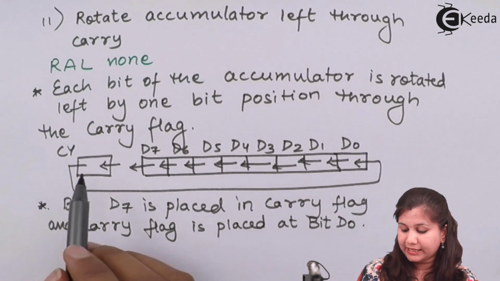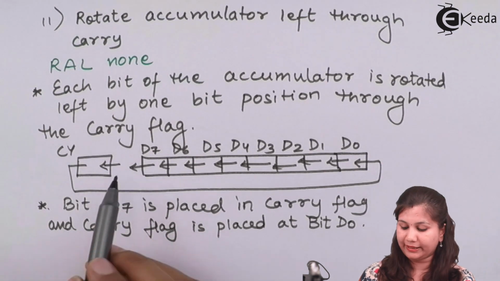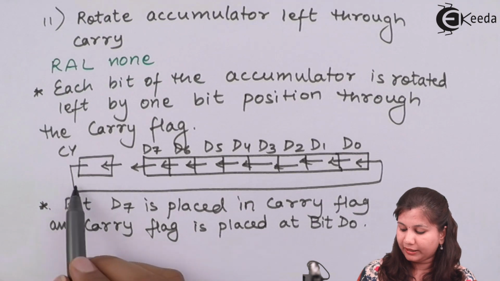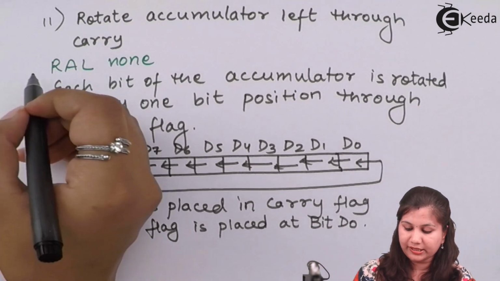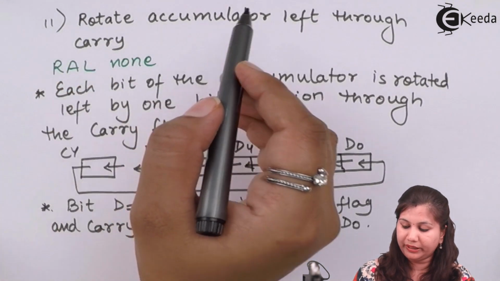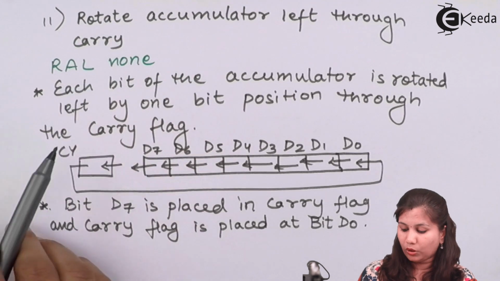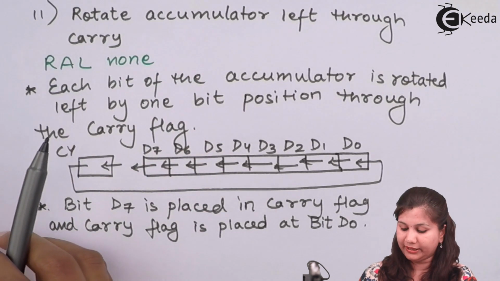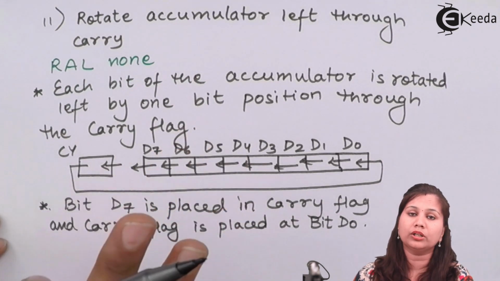So this carry flag is modified according to the D7 bit, just like the RLC. And the carry flag will now become the bit number D0. So this is the instruction: rotate accumulator left through carry, RAL. Now all the other flags like sign, zero, parity and the auxiliary carry are not modified. Only the carry flag is affected due to this instruction.